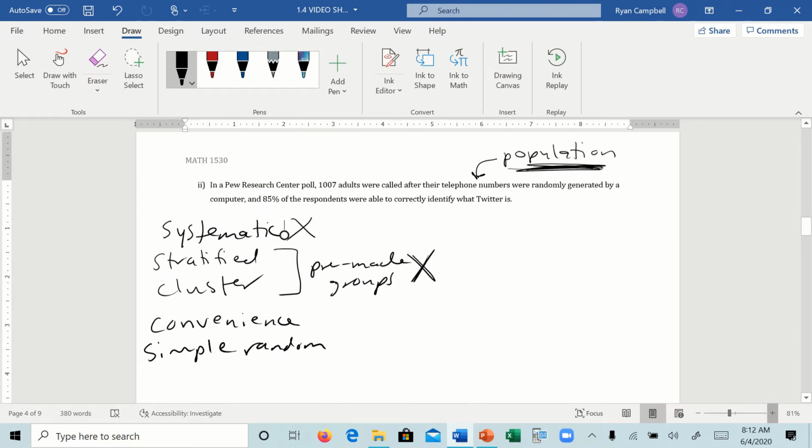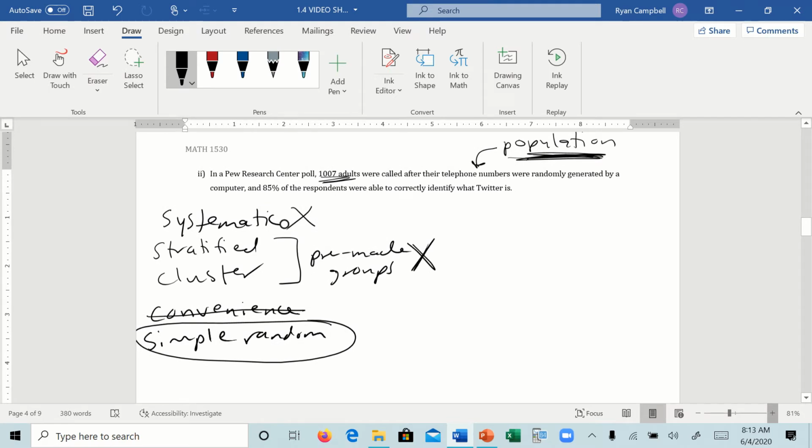So in this scenario, who's doing all the work? Is it the subjects or is it the experimenter? Well, it says that 1,007 adults were called on their telephones after randomly generated by a computer. So sounds like the experimenter calls 1,007 adults. That is not no work, right? All the subjects have to do is answer their phone, but the experimenter has to be the one to actually call all of these people. So this is actually a sound method. So this ends up being simple random.